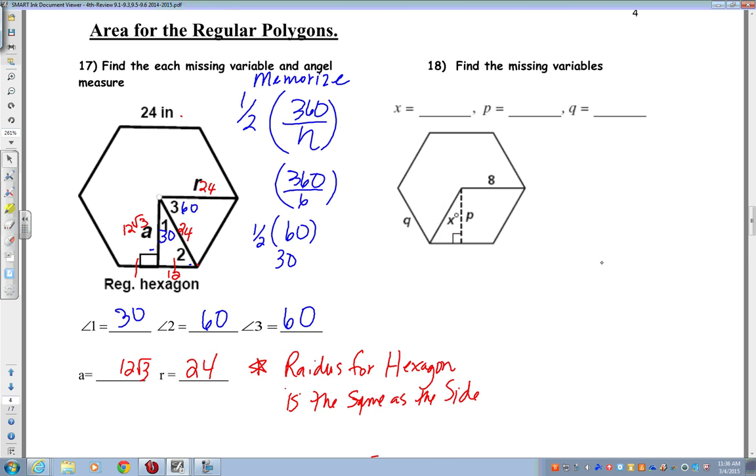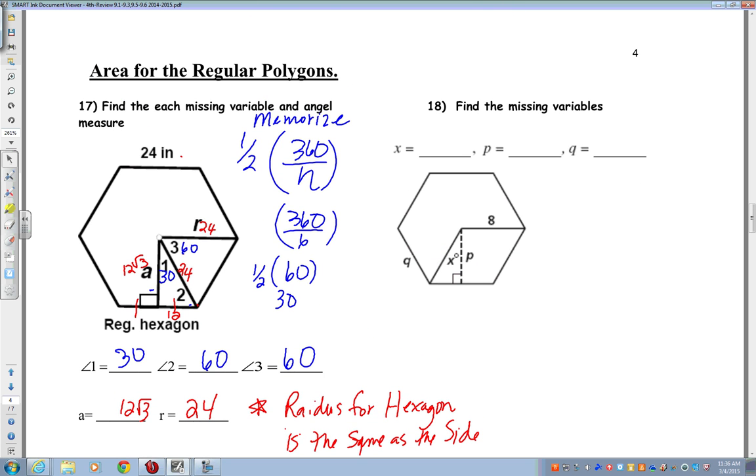All right, so right now, 4 points. See if you can do 18. It's the same type of shape. I just changed the numbers.